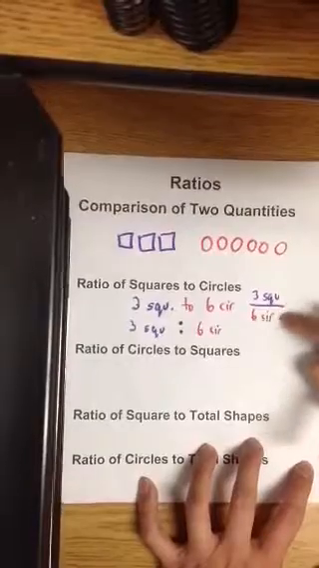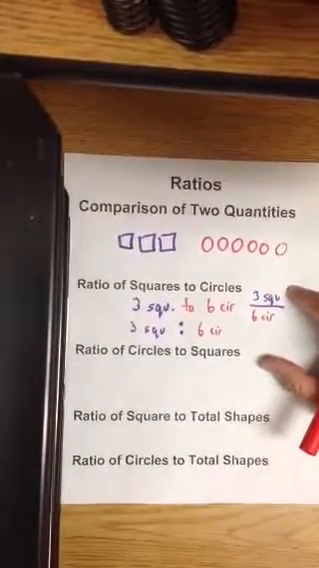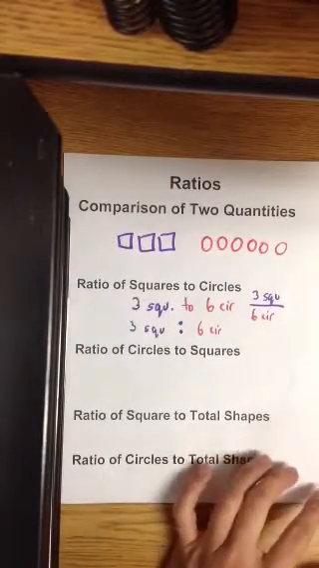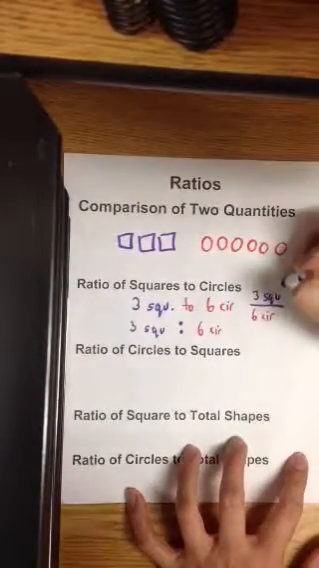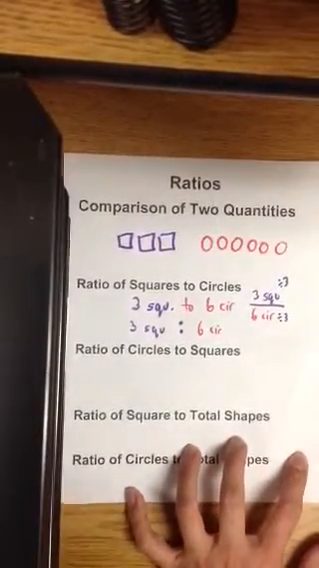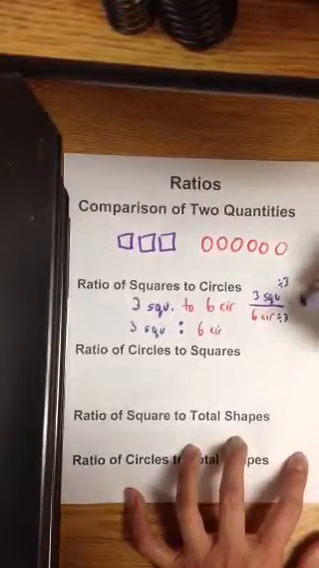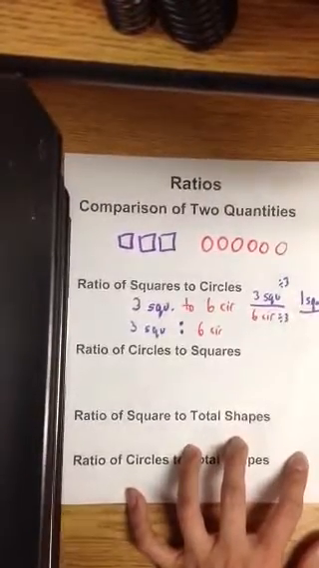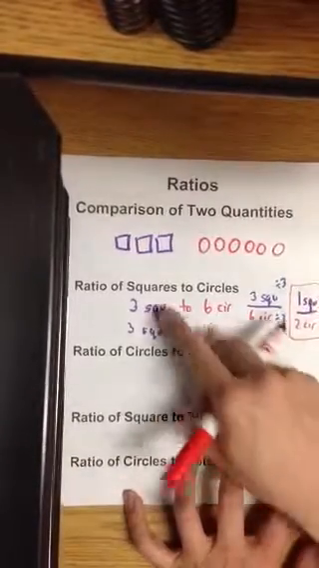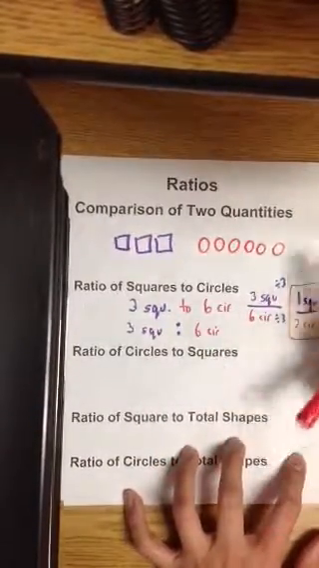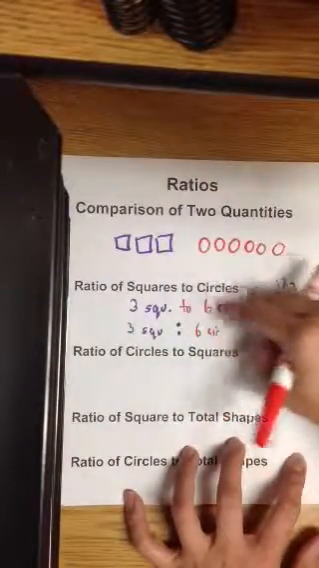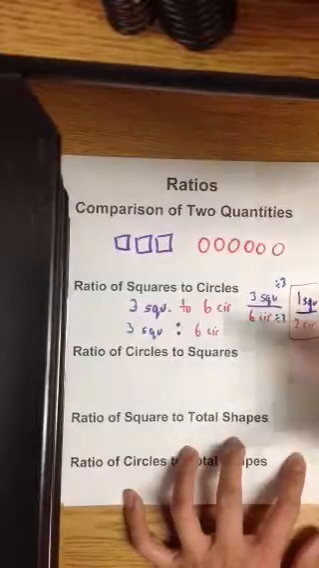But let's go back to our ratio as a fraction. Can you simplify this? I think you can. What is the greatest factor that goes into 3 and 6? 3. So it's 1 square to 2 circles. Do you see how I label it? We do not want naked numbers, because I know your science teachers have talked about that. We want all our numbers to be labeled with units.